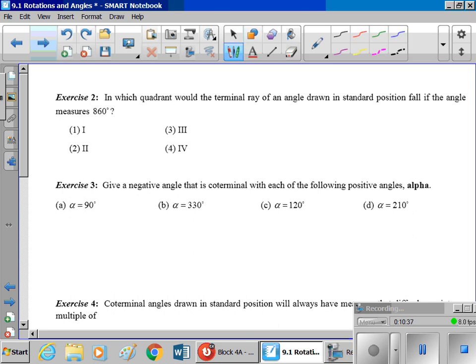All right, exercise 2. In which quadrant would the terminal ray of an angle drawn in a center position fall if the angle measures 860 degrees? All right, well, I don't want to count by 90s up to 860, so we're going to do a trick. So I'm going to draw a picture. You always want to draw a picture with angles, anything geometry. Start off by drawing our picture. Okay, so we know our initial ray has to be here. We're trying to figure out where our terminal ray is. And we know that the angle is 860.